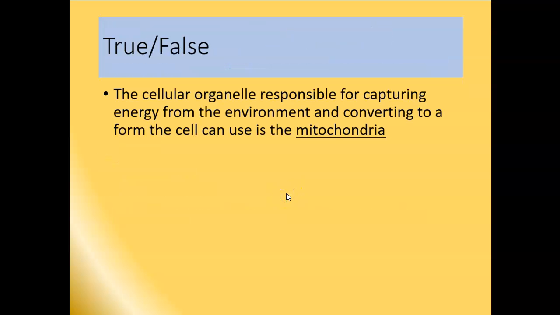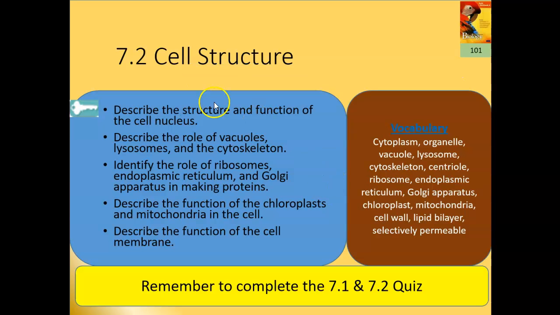True or false, the cellular organelle responsible for capturing energy from the environment and converting it to a form the cell can use is the mitochondria, and that's false. It's actually the chloroplast. Right? And then again, we went over our objectives. We had lots of vocabulary. Make sure you complete the quiz. It covers parts of 7.1 and 7.2.